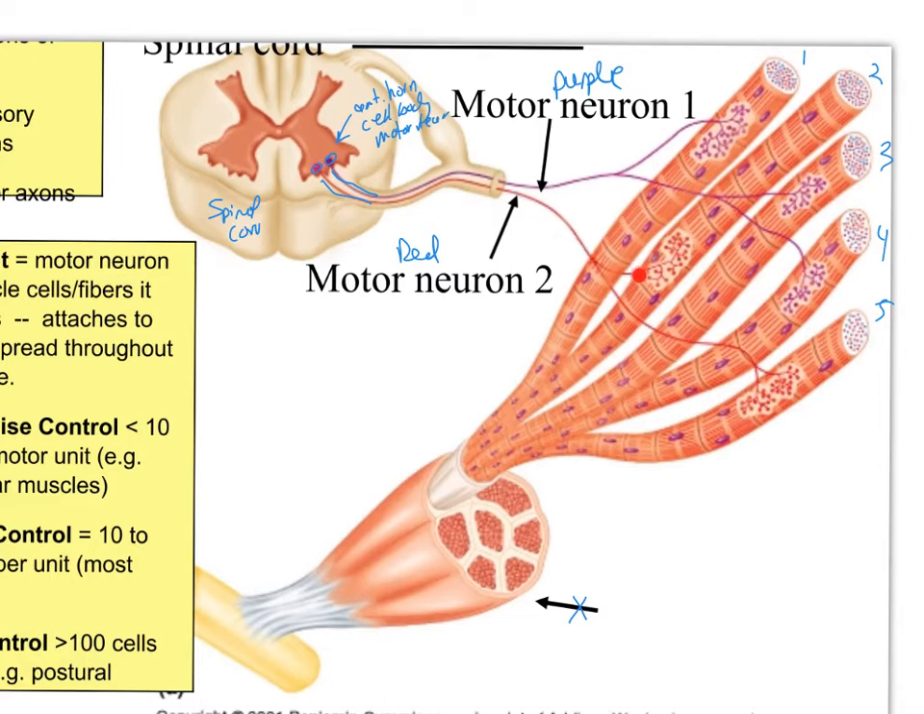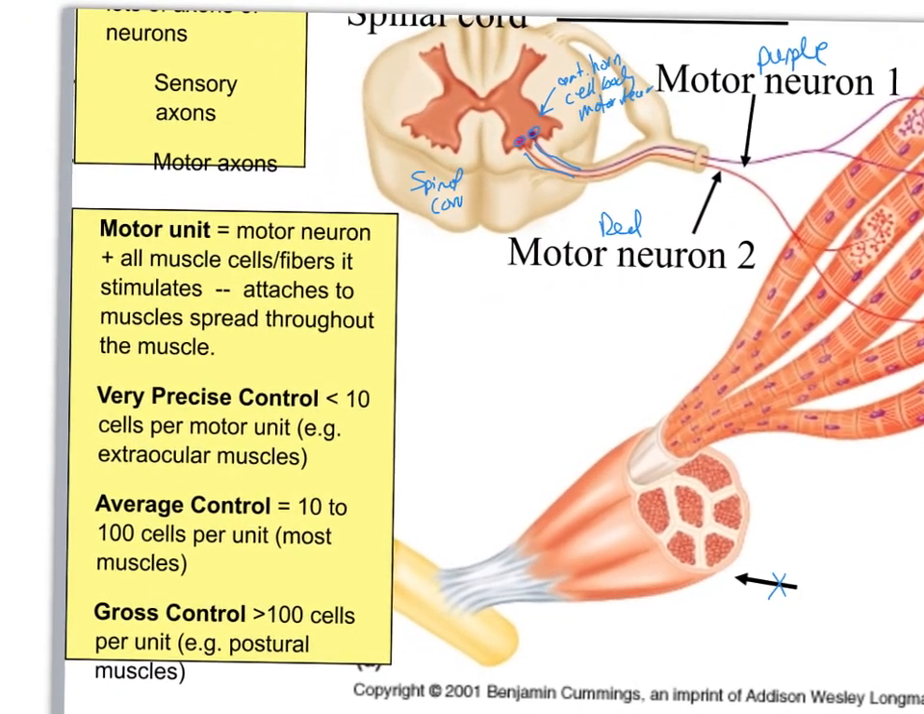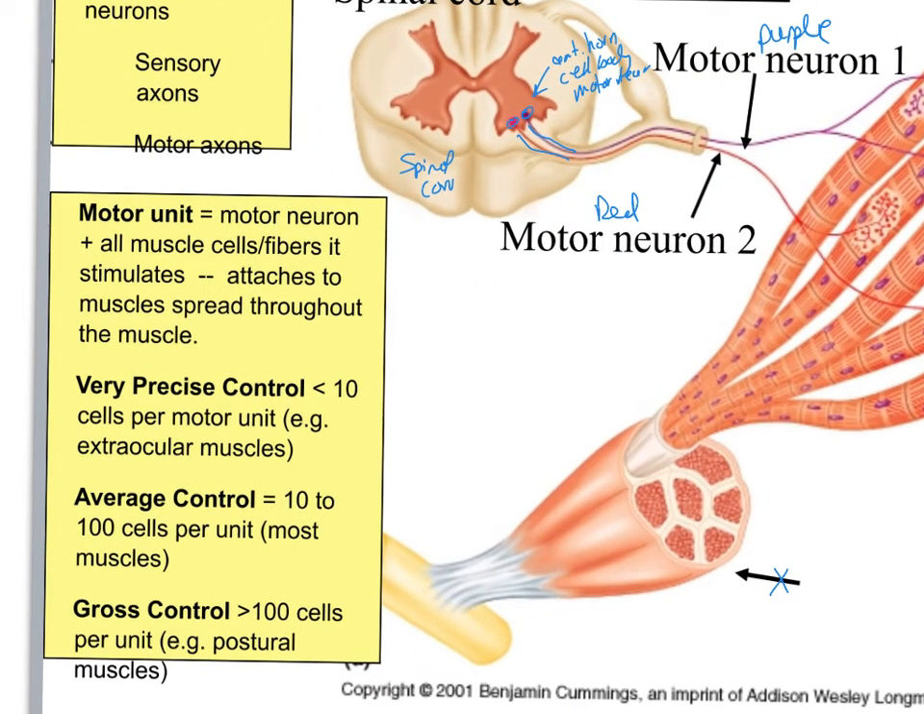And then I will use motor unit to contract 2 and 5 so that I don't drop the box. That brings up this idea of control, okay? We can have very precise control, average control, or gross control. So basically, a motor unit can go to 10 cells, it can go to 100 cells, it can go to way more than 100 cells.